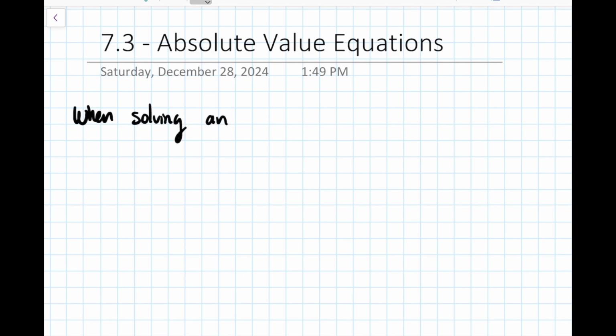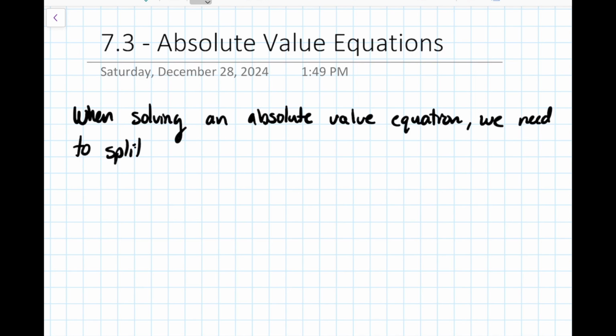So if you've already watched the video on absolute value functions, you should know that absolute values kind of do weird things around negatives, and we have to consider multiple possibilities. And that was true with graphs, and it's also going to be true with equations. So we're going to need to split our absolute value into two cases. And those two cases are basically the same as the piecewise functions that we wrote when we were looking at graphs.